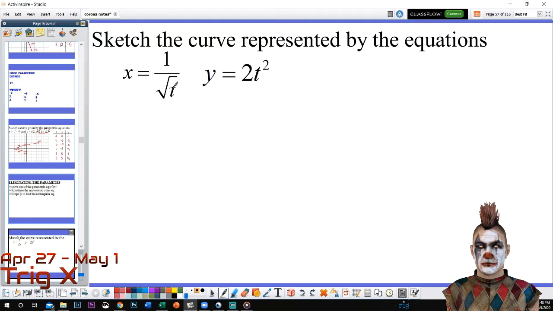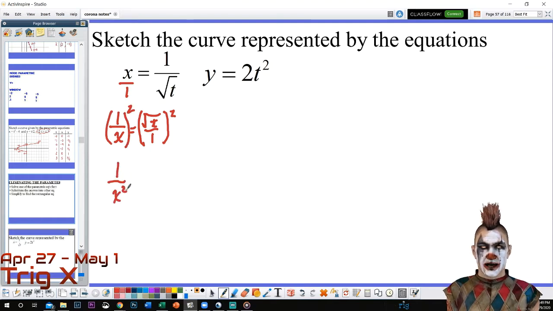Alright, so what do I do to both sides? Well, a nifty trick is to take them both and flip them upside down. You're allowed to do that. What you do to one side, as long as you do it to the other, you are a-okay. Now that I have that, I need to get rid of the square root, which can be done by squaring both sides. So I square it like that. That gives me 1 squared over x squared equals the square root of t squared, which is t. Alright, so now I know what t equals.